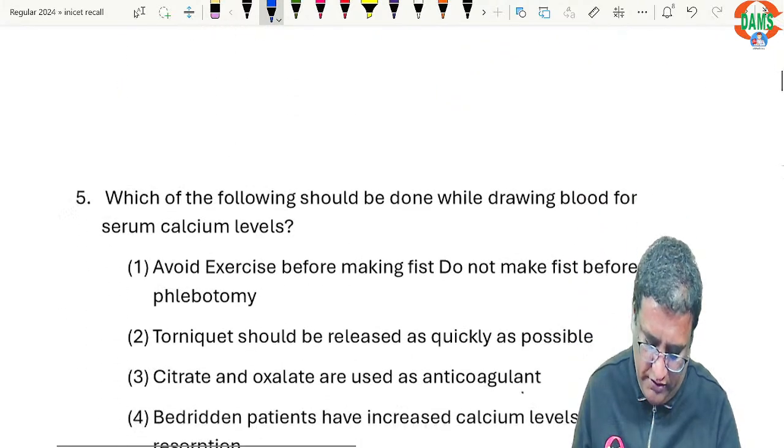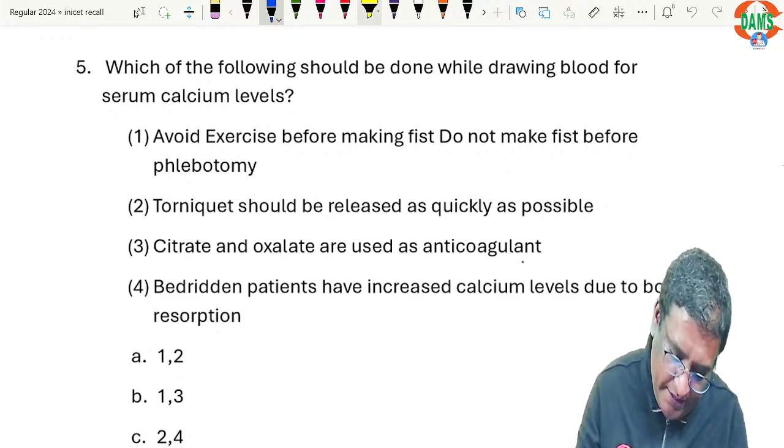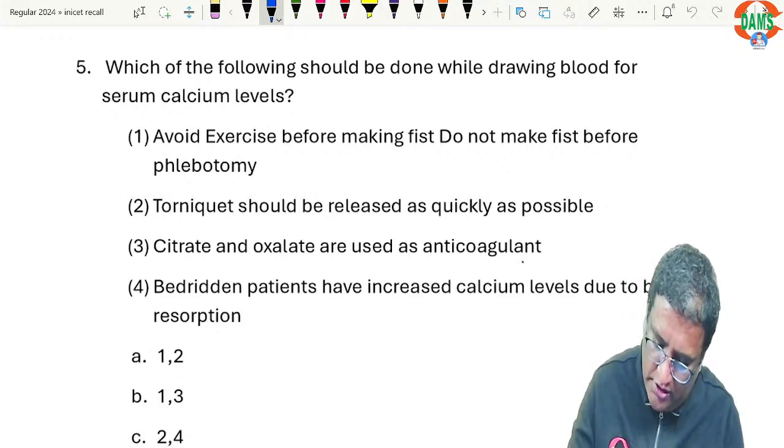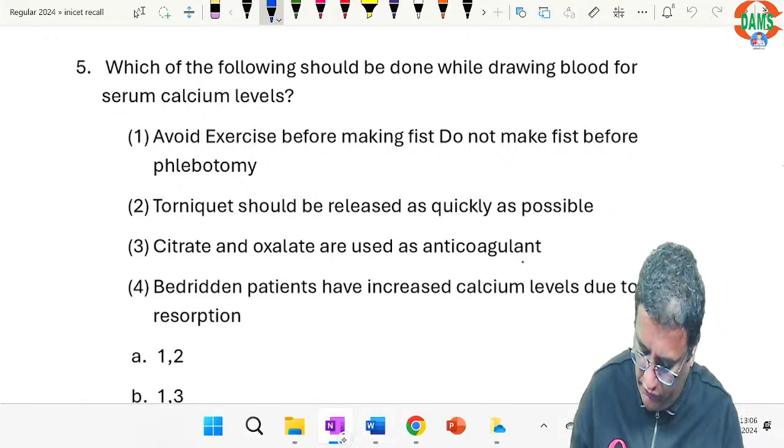Next, question number 5. Which of the following should be done? This is the recall I have got. Let me check what the exact recall was here.